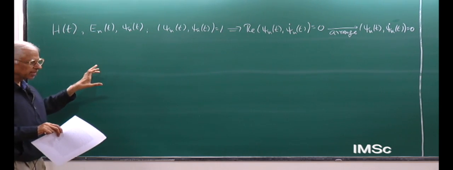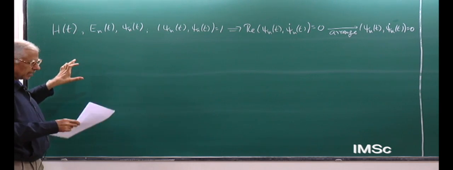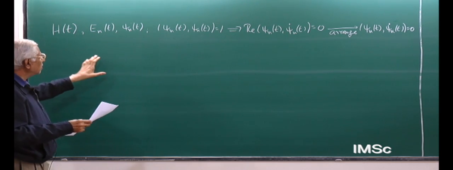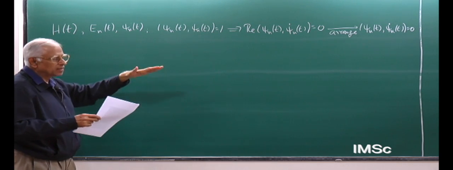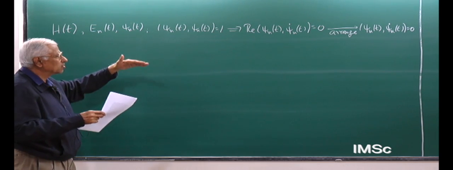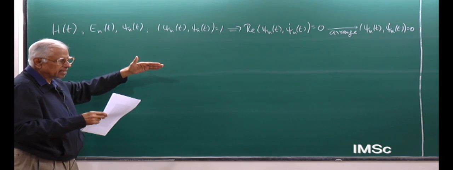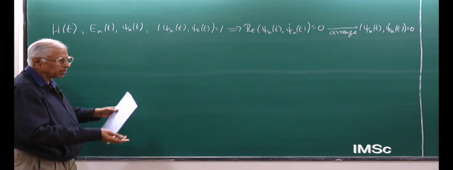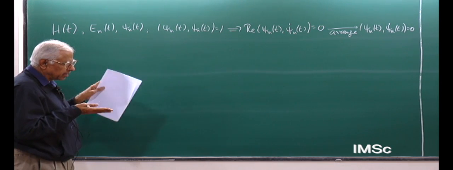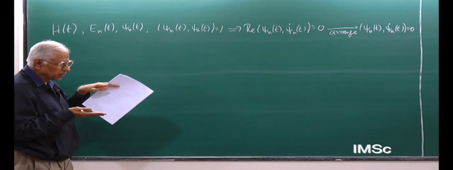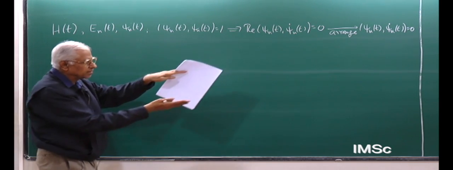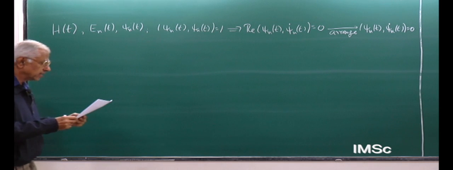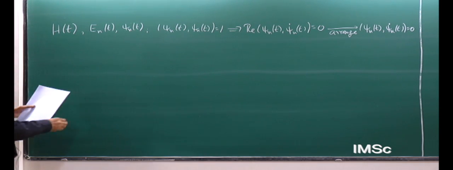What we are assuming by no crossing is that this ordering of levels is maintained. At all times, E1 of t will be the lowest eigenvalue, E2 of t will be the next higher eigenvalue, E3 will be the third from the bottom, and so on. So in the course of time, for example, E1 and E2 will always be like this. They should never cross. That is the assumption made.